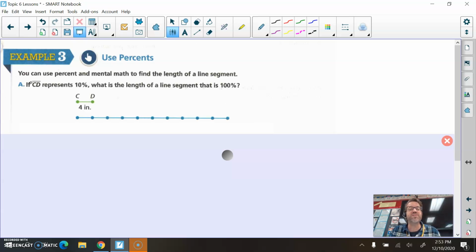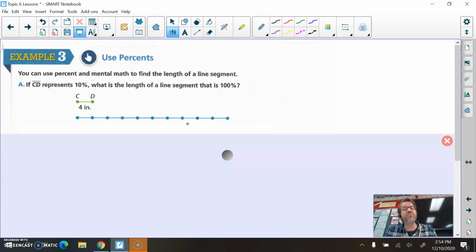If segment CD represents 10%, what is the length of a line segment that is 100%? And what I can see here is it's matching up with one of these sections, like from this bead to this bead, or from that dot to that dot. That's 4 inches, so I must be going by fours here: 4, 8, 12, 16, 20, and so on. Okay, and this is 10% here, so this would be 20%, 30, 40, 50, 60, 70, 80, 90, 100%. Okay, so you can see, if you look at this figure, you could take 4 times 10 and figure out what it would be.